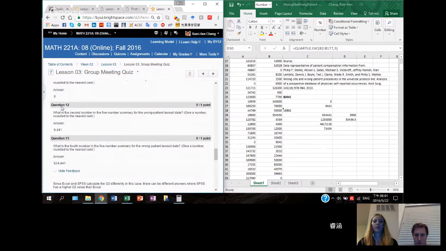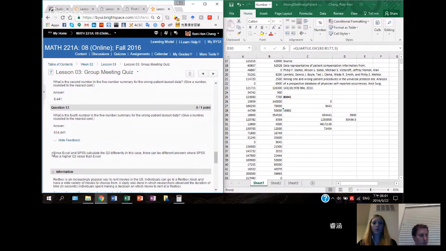Now we're just back to question 12 and question 13. Well, I trust what Excel told us, but here it also has the feedback saying that since Excel and this calculate the third quarter differently, they can be different answers, where this has a higher third quarter value than Excel. Corey, what are you getting for the third quarter? When I do the fancy quartile thing, I'm getting the same number that you do, but when I do my other quartile, where I just calculate the median between the numbers, I'm getting 50,291. Huh. So I can go try that for the fourth number.